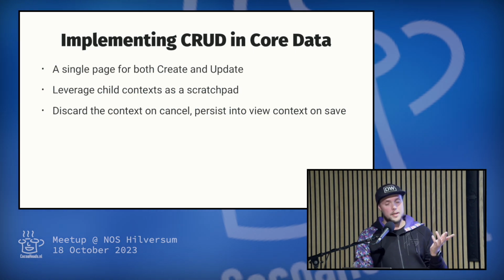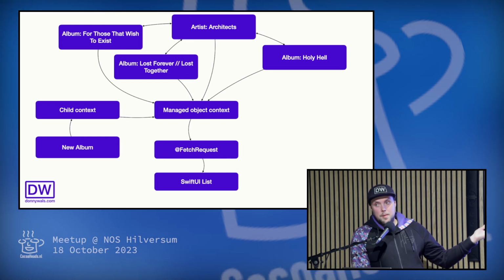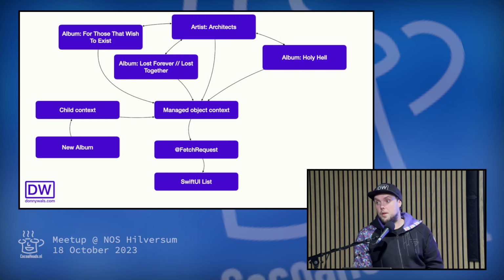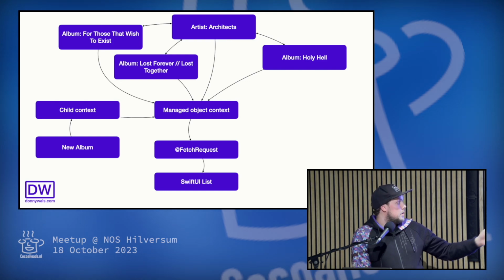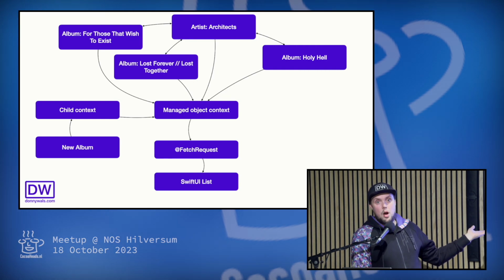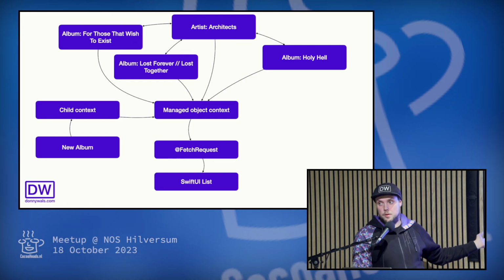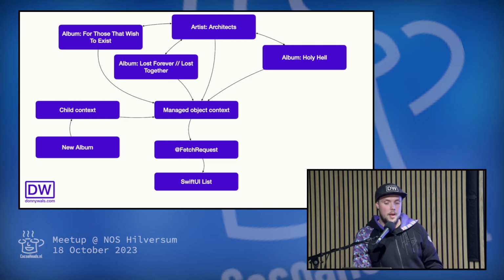If you have trouble visualizing that, here's more or less what it could look like. In the middle, we have a managed object context, which would be used by a SwiftUI view. So it drives a fetch request in Core Data and then populates a SwiftUI list. I also have a child context to which I can add new objects. And if that child context goes away, that new album also goes away. Similarly, if this was an existing one, changes to it would go away.